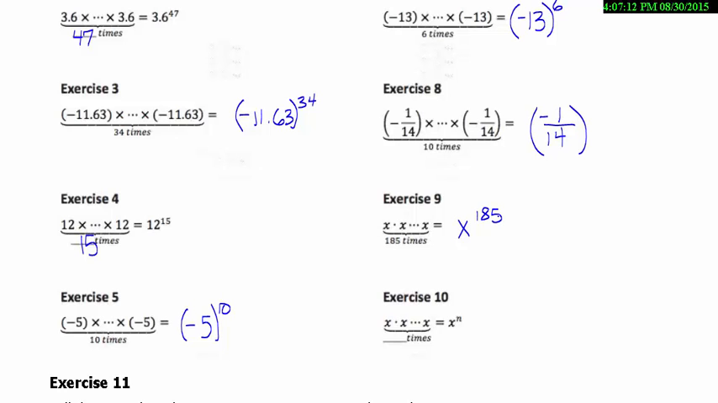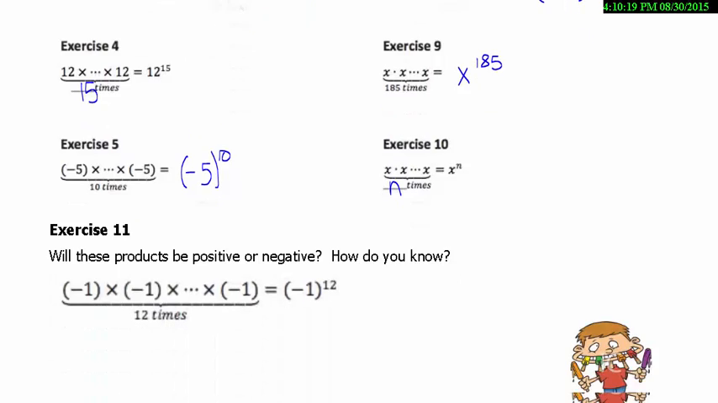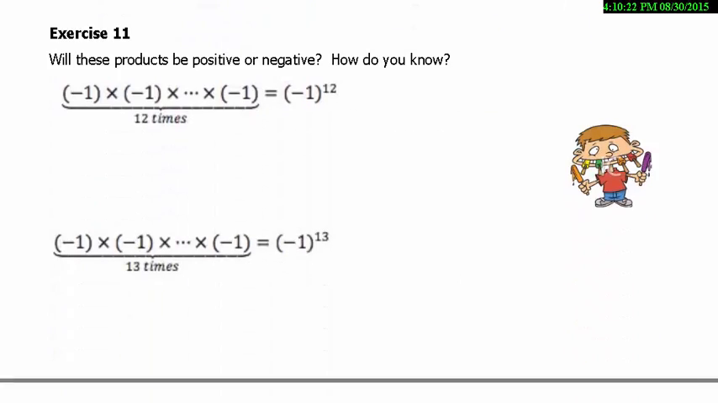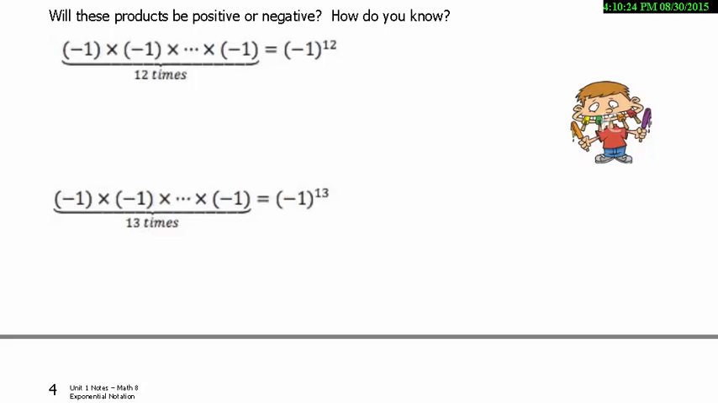In number 10, the exponent is n, so it is multiplied by itself n times. In number 11, will these products be positive or negative? How do you know? Well, in the first question, we have negative 1 multiplied by itself 12 times. That's kind of a lot, so let's start with a simpler problem by multiplying negative 1 by itself twice. So we get negative 1 times negative 1, and that should produce a positive 1.